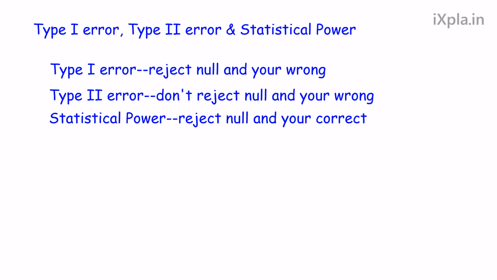Again, most people think of power as a good thing. People want to have power. They want to make the correct decision. So statistical power you should think of as a good thing. It's when you reject the null and you're correct. Now let's show you how these terms relate to each other.